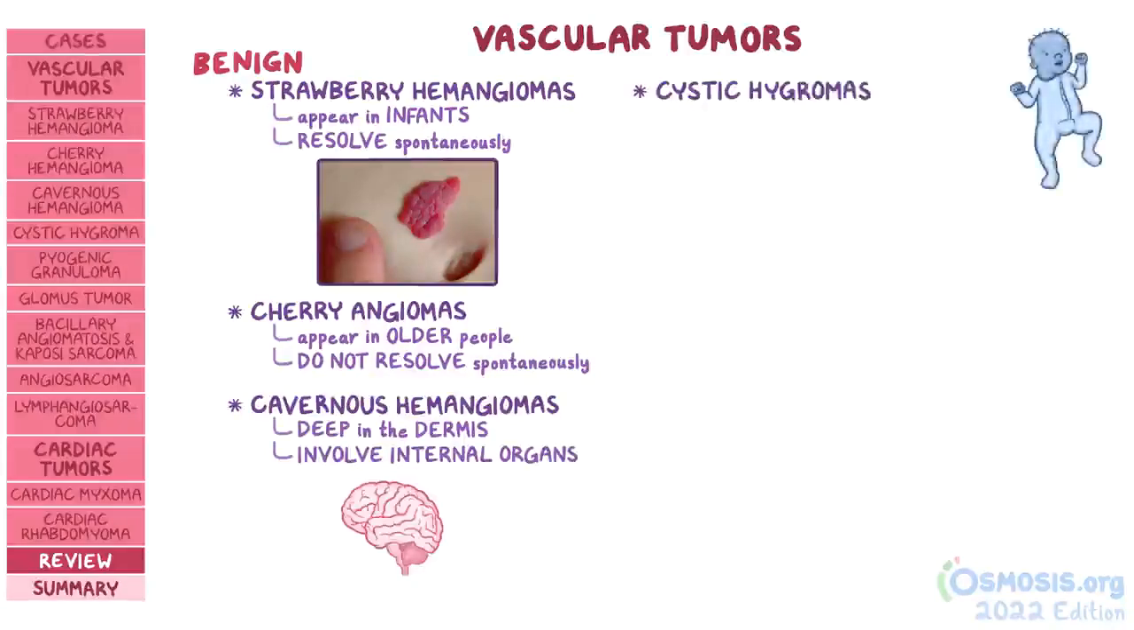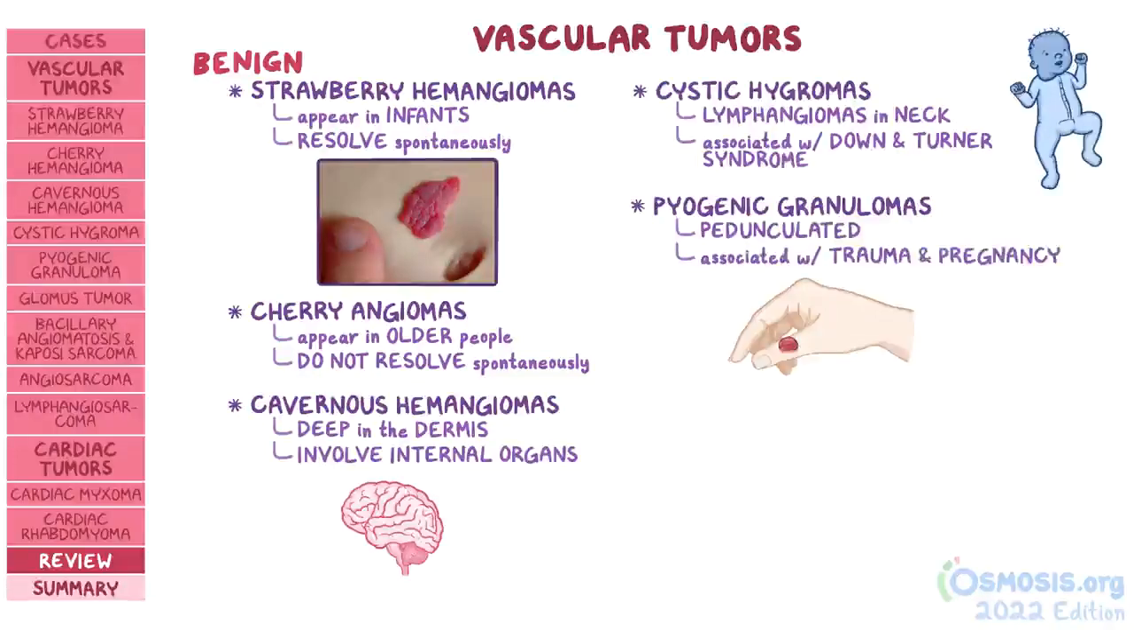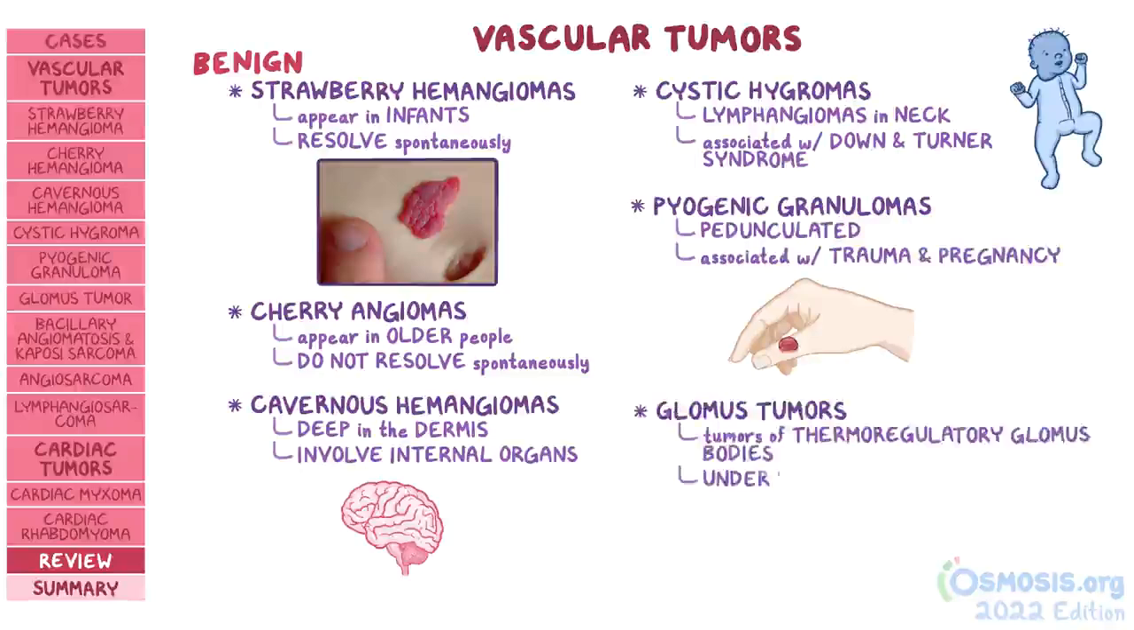Cystic hygromas are lymphangiomas located in the neck and are classically associated with Down and Turner syndrome. Pyogenic granulomas are pedunculated and are associated with trauma and pregnancy. Glomus tumors are benign tumors of the thermoregulatory glomus bodies and are located underneath the fingernails.